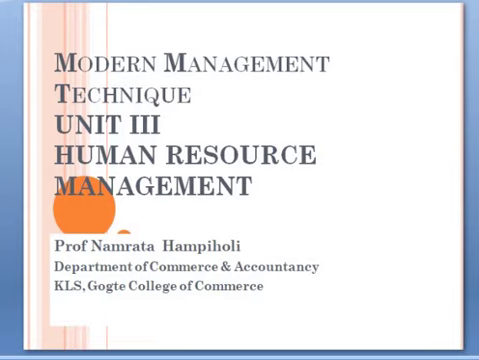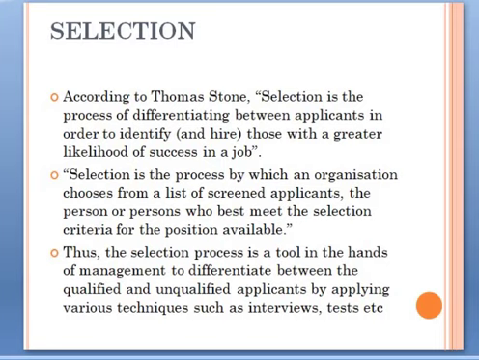So we are dealing with the third unit, that is Human Resource Management. In our previous two classes, we have seen about recruitment, which included the internal as well as the external sources of recruitment, along with their merits and demerits. Now, in today's class, we are going to move to the next concept of this unit, which is called selection. Selection is the next step after recruitment.